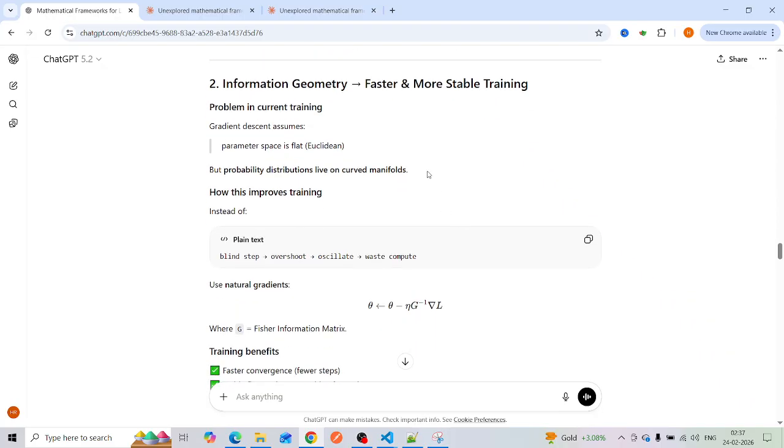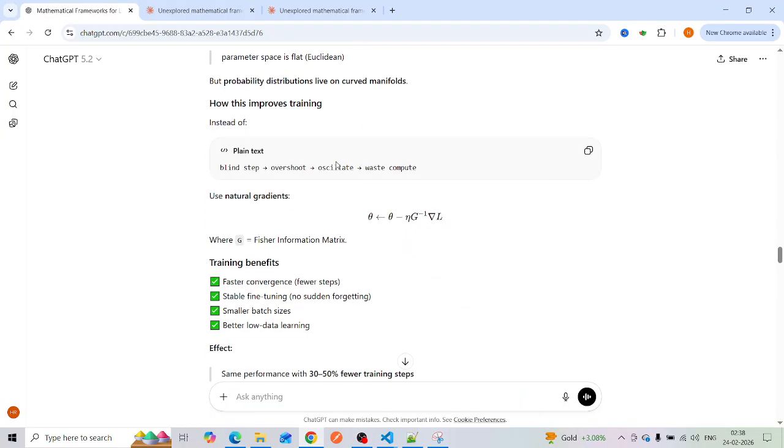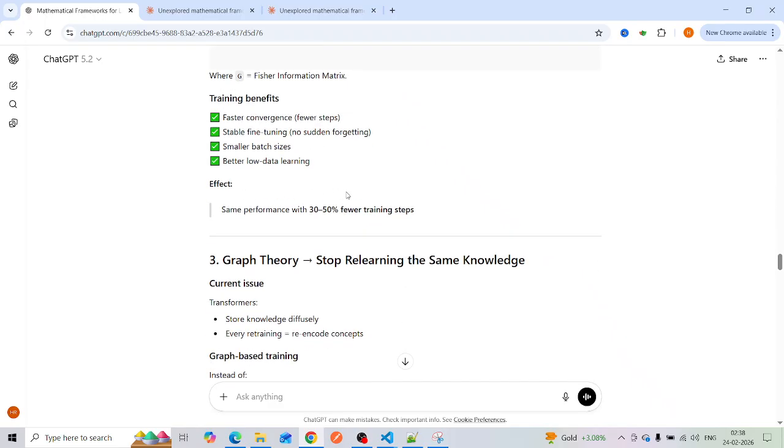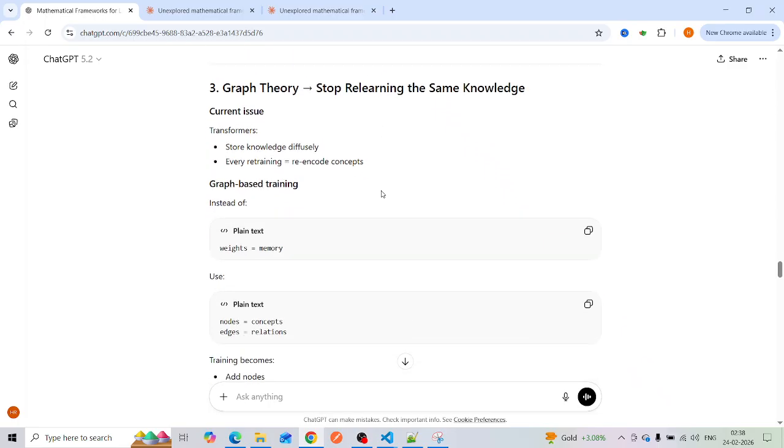We have information geometry, faster, more stable training. The problem in current training is that gradient descent assumes the parameter space is flat, but probability distributions live on curved manifolds, and it is saying how this improves training. Then these are the training benefits.